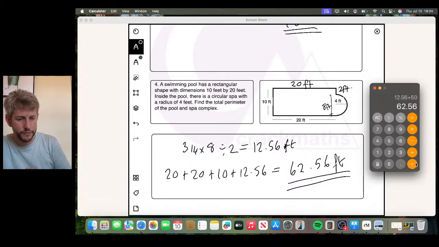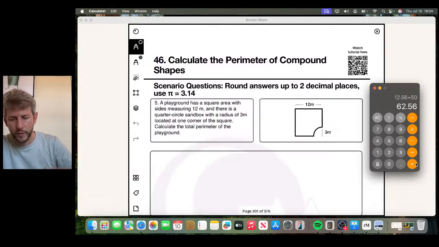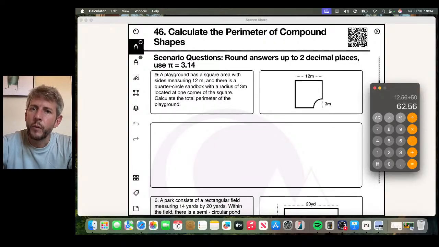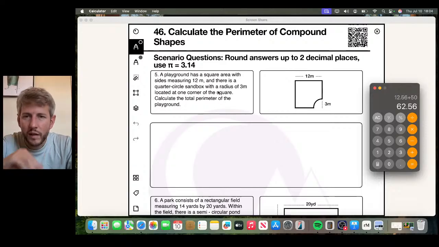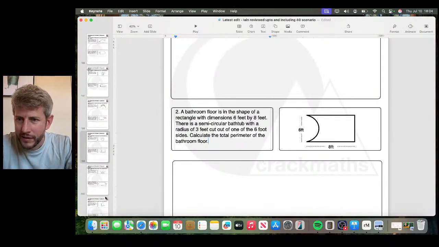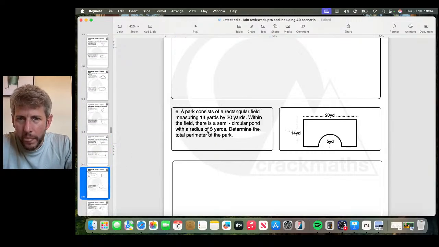Okay, right, question 5. Here we go. A playground has a square area with sides measuring 12 meters.